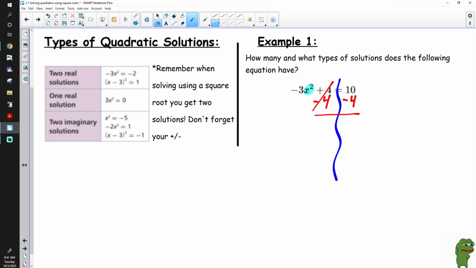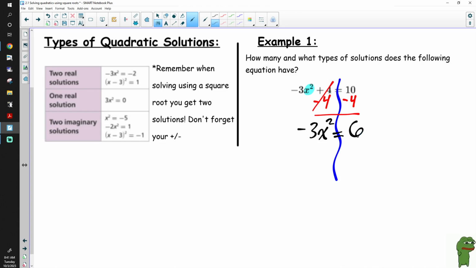Okay, here we go. Bring it down, drop it low. Everything you don't touch has to come down. Don't leave it behind. 10 minus 4 is 6. Okay, x squared isn't by itself yet.